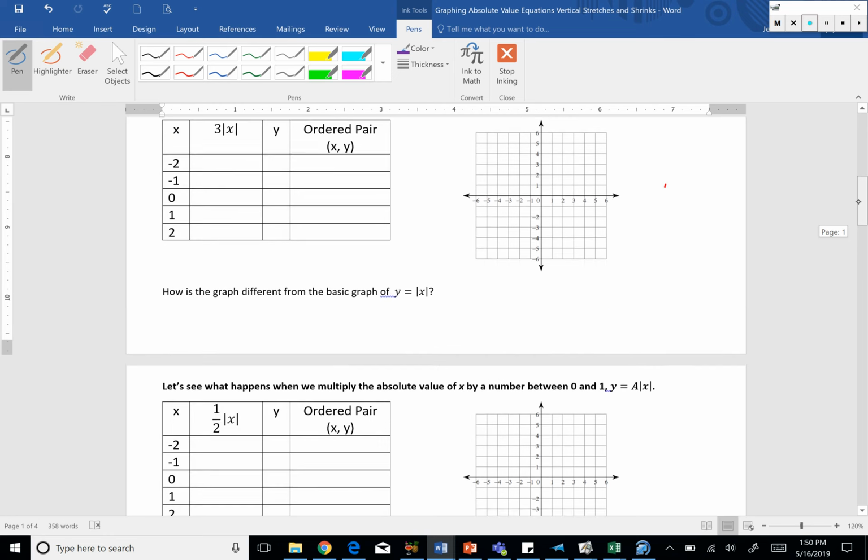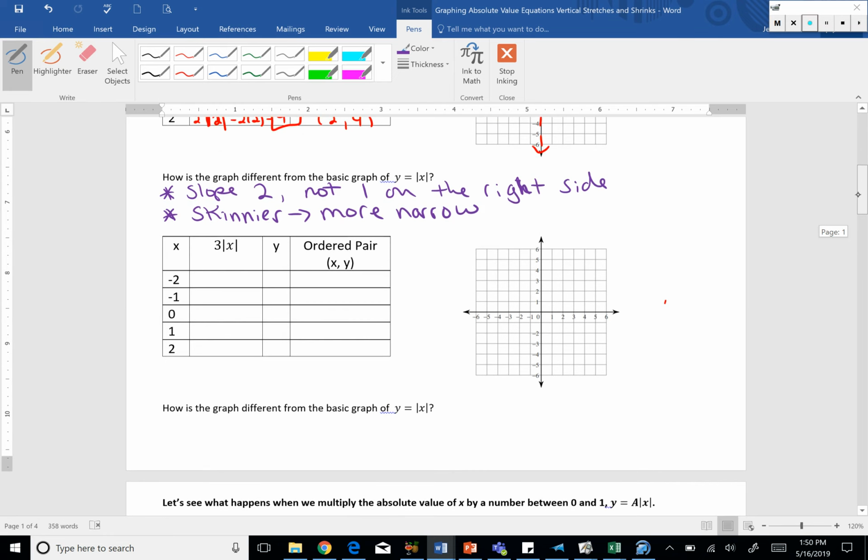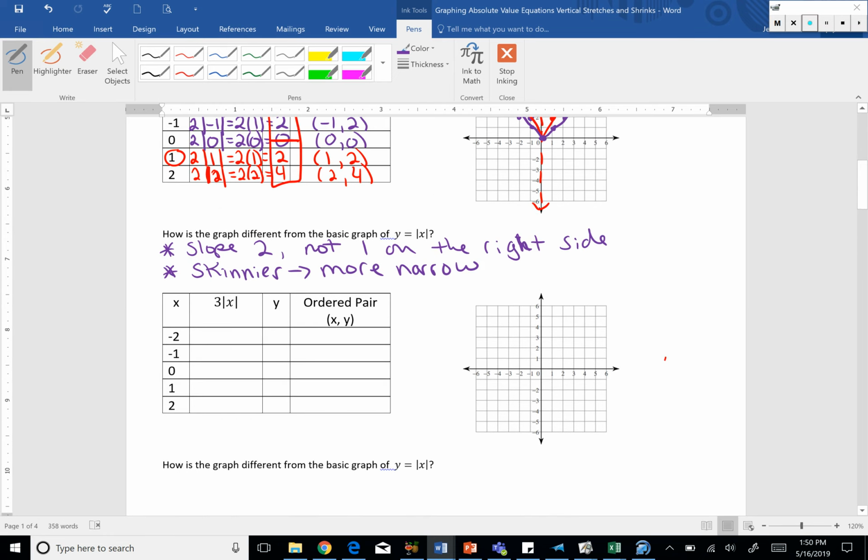So let's grab one more on this sheet. I'm going to multiply by 3 this time. So we've got our 3 up front, absolute value of negative 2. 3 stays. Absolute value of negative 2 is 2. So 3 times 2 gives me 6.